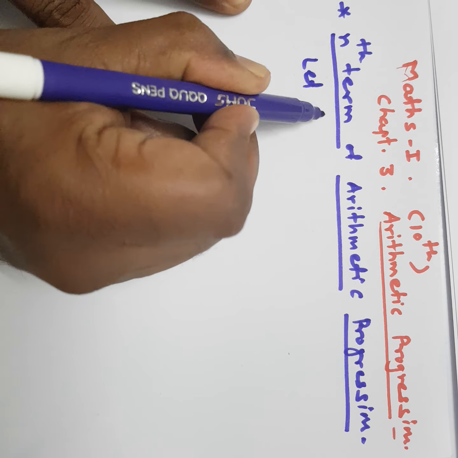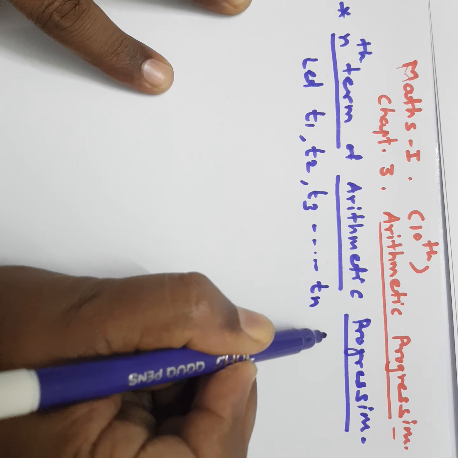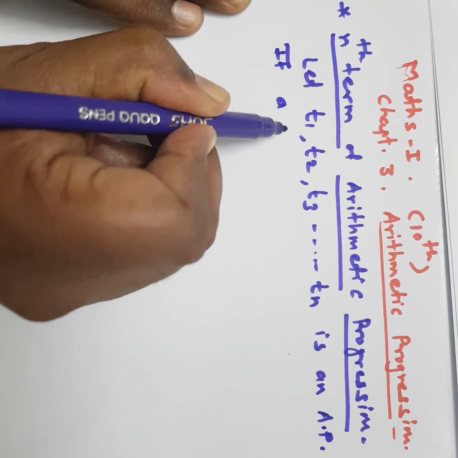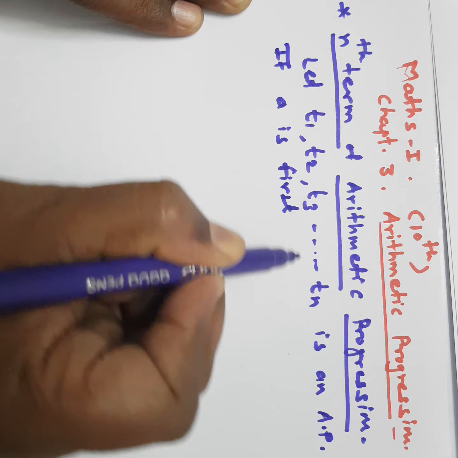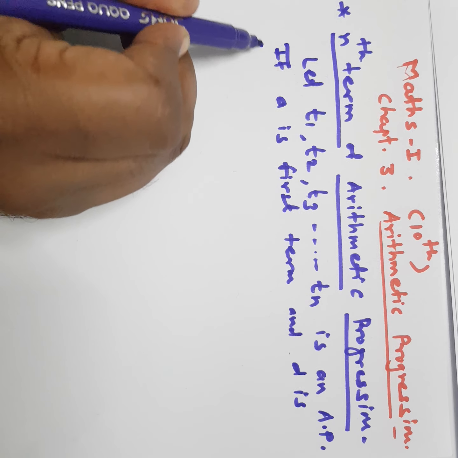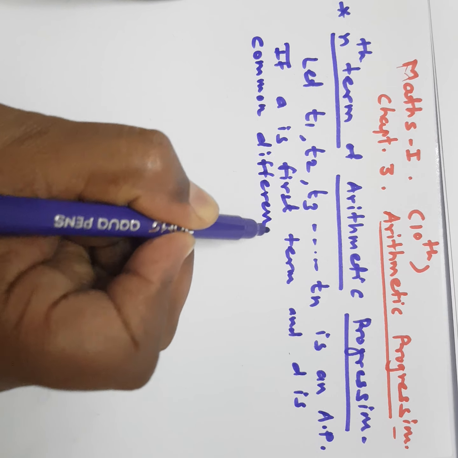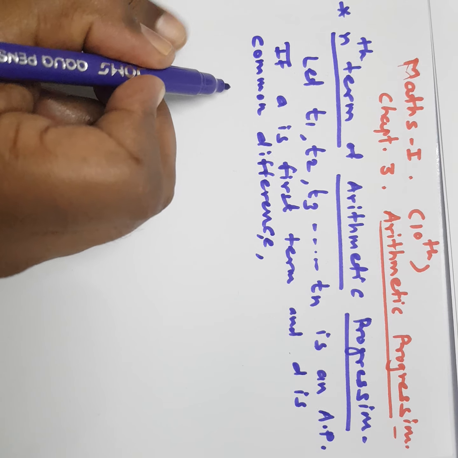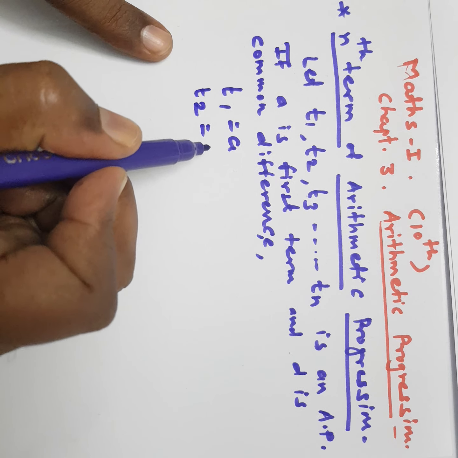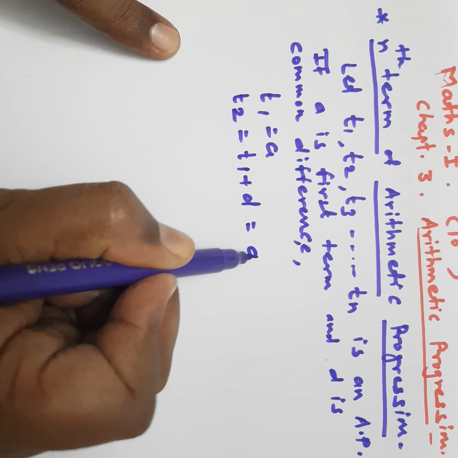Let T1, T2, T3, ..., Tn be an AP. If a is the first term and d is the common difference, then T1 is equal to a, T2 is equal to T1 plus d, that is a plus d.